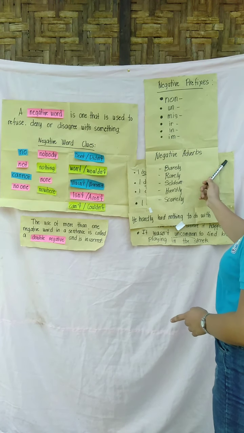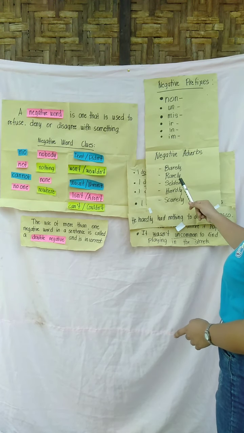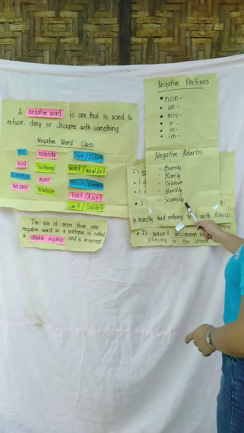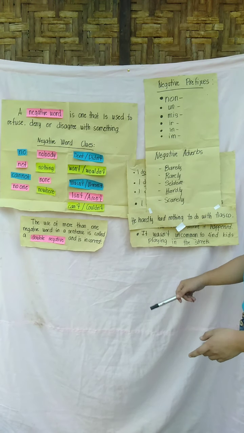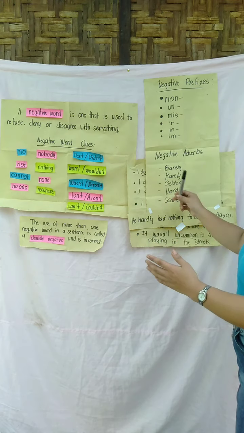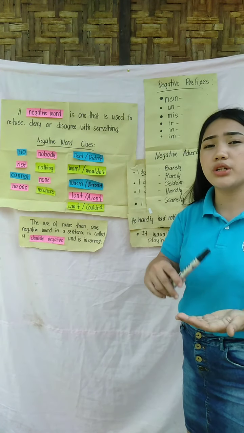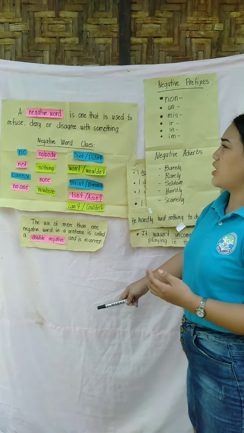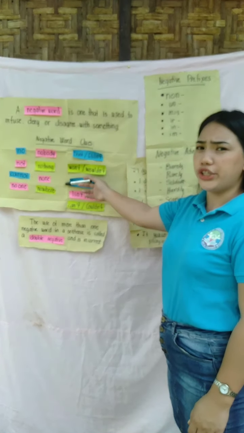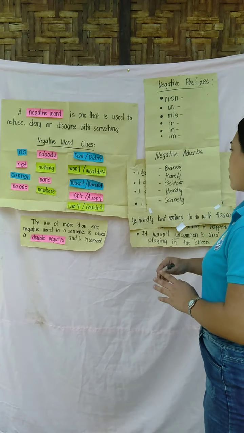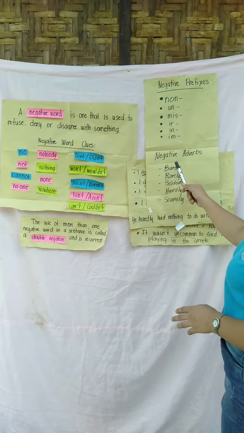So the negative adverbs: barely, rarely, seldom, hardly, scarcely. These mean not always, and not always comes from the word not. Not is an example of a negative word. So these are the negative adverbs.